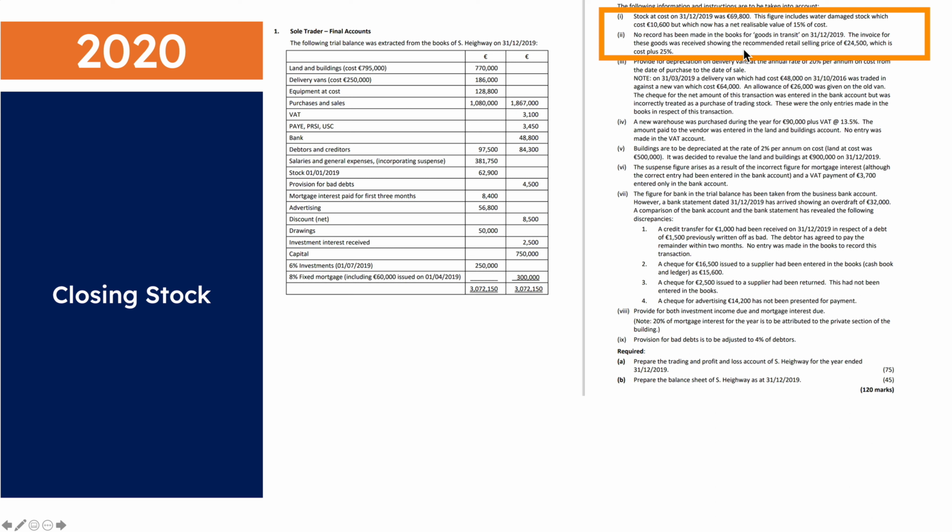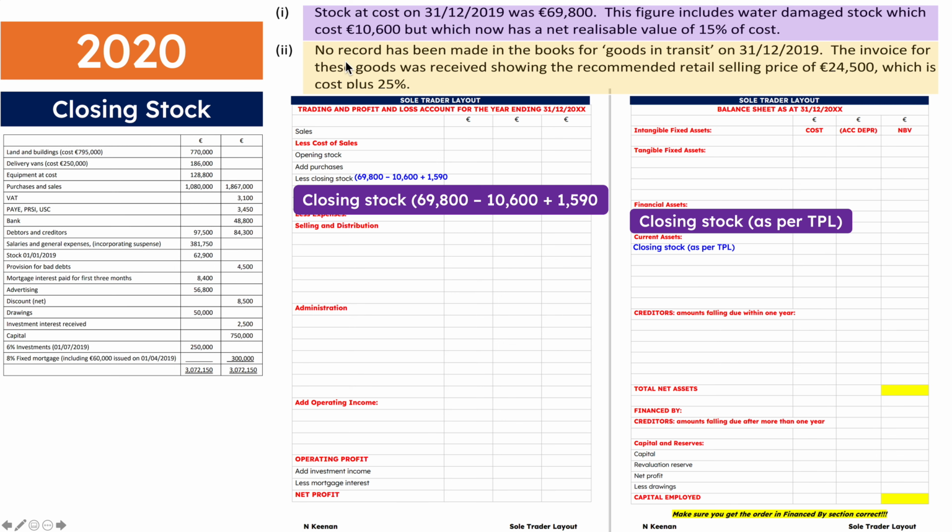Okay, so stock at cost 69,800. We're going to minus the 10,600, and then we're going to add whatever the amount is that it's worth back, so plus 1,590. That's that adjustment done. Then when you put the current assets, it's as per our closing stock as per TPL in the current assets.